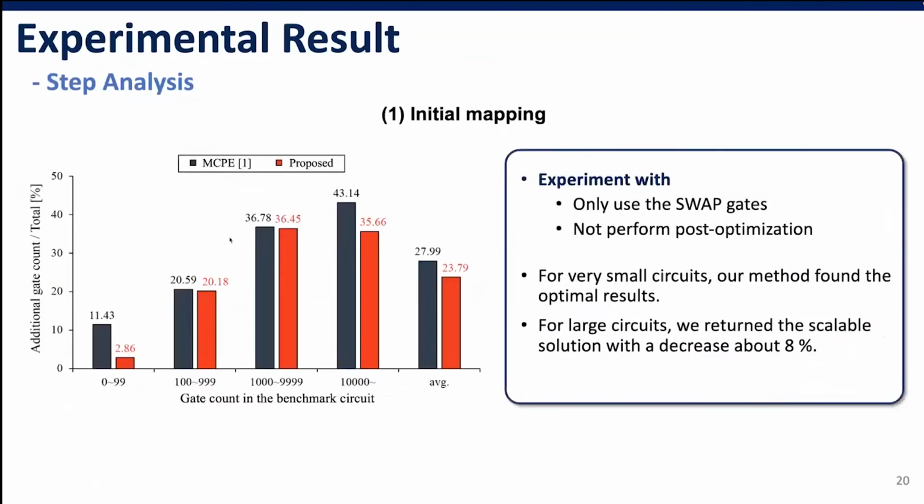We also evaluated the individual steps of the proposed algorithm. First, we evaluate our initial mapping. For fair comparison, we only use the swap gate and do not perform post-optimization. As shown in the left figure, our method found the optimal result for very small circuits. Moreover, we returned a scalable solution for large circuits with a decrease of about 8%.